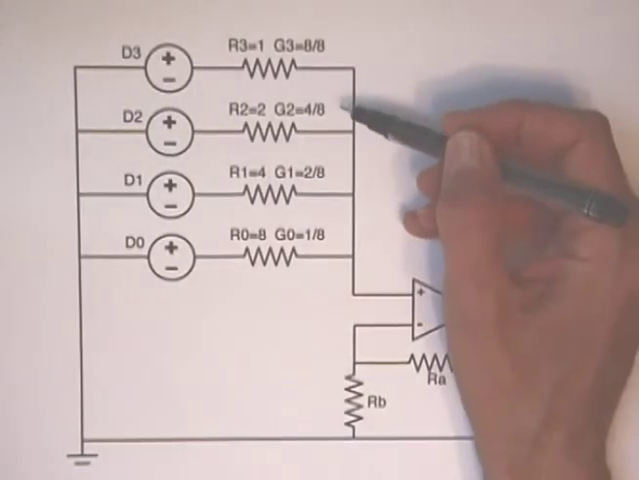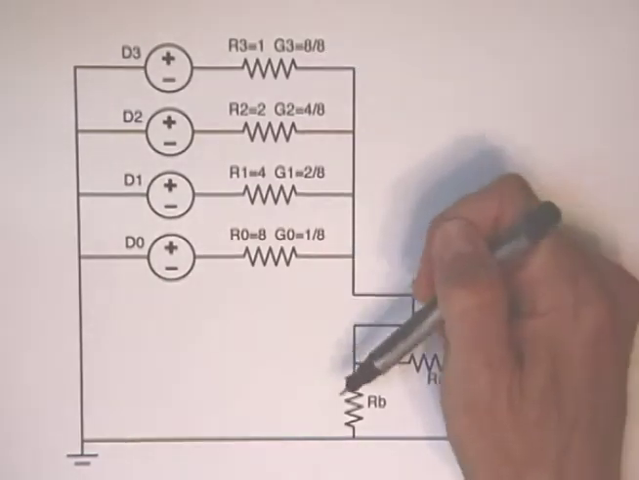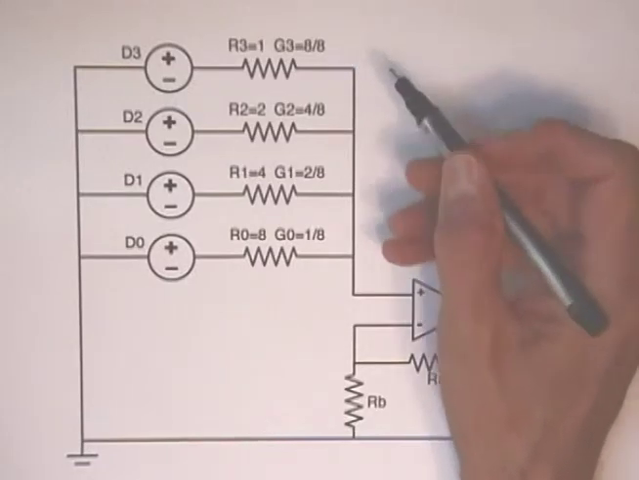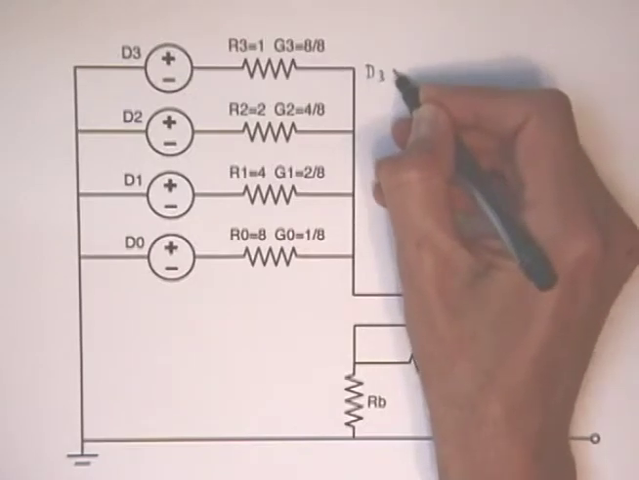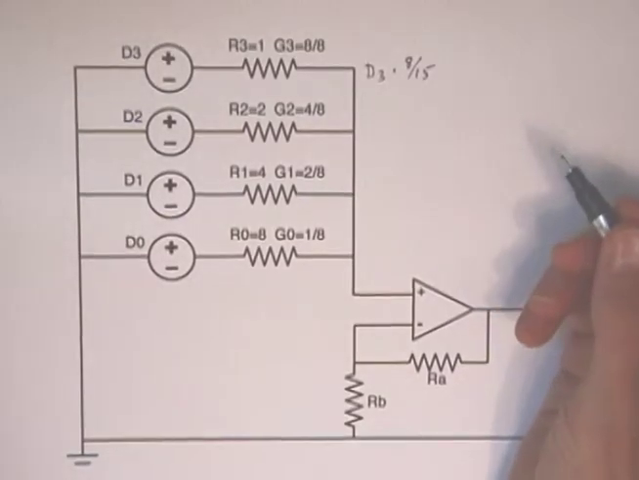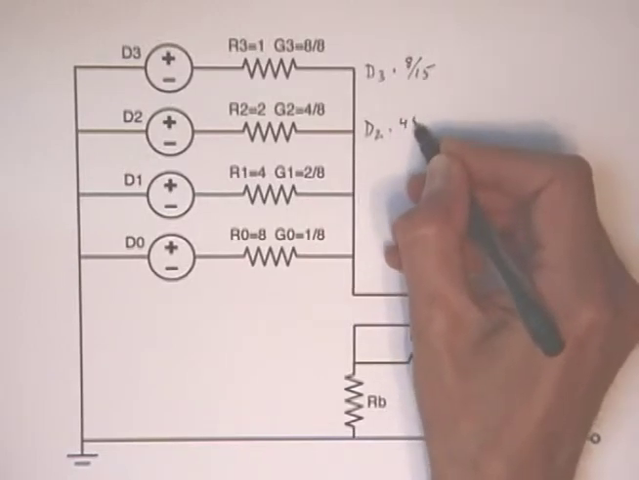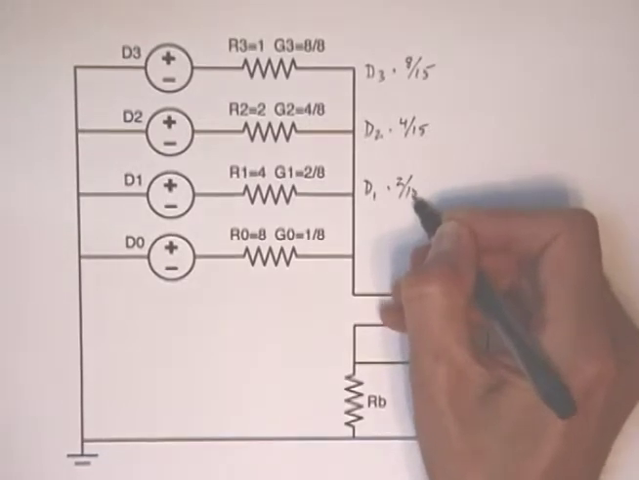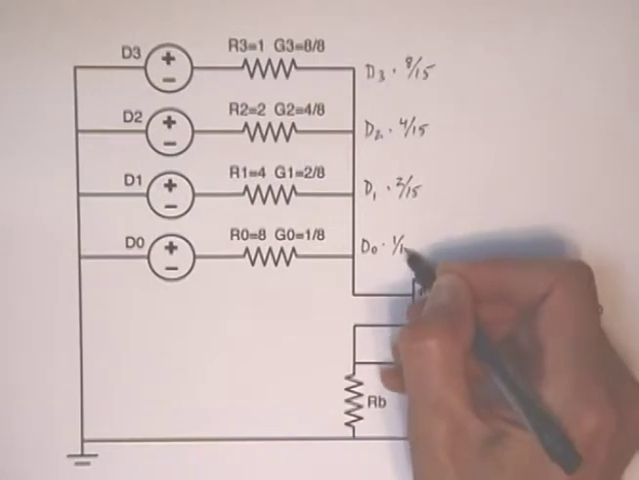So the voltage contributed by the most significant bit is its conductance, 8/8, divided by the sum of the conductances, which is 15/8, for a final value of 8/15. So we'll put the contribution here as D3 times 8/15. Similarly, the contributions of the other inputs are D2 times 4/15, D1 times 2/15, and D0 times 1/15.